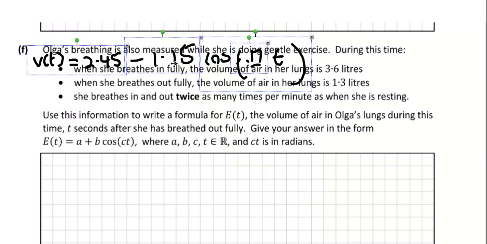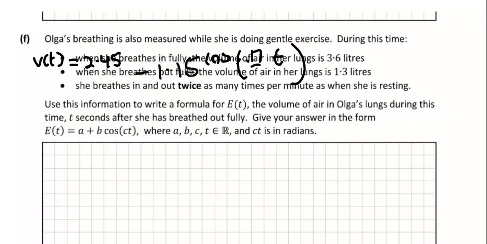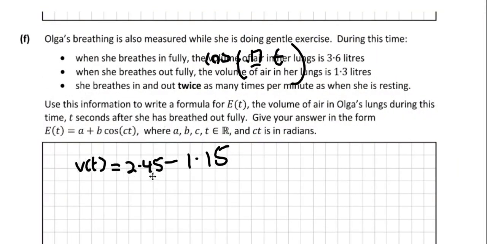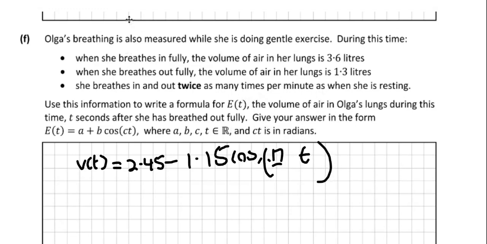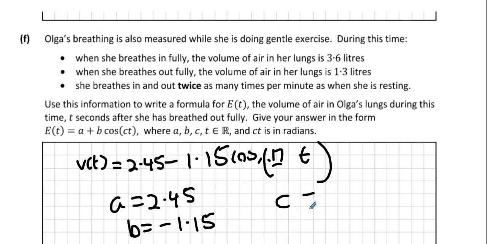All right. Now, can everybody tell me what are my values of A, B, C, and D here? So what's A? That's the middle between your highest and lowest values, yeah? What's B? Minus 1.15. It's a 1.15 amplitude, but it's going upwards before downwards. Okay. What's my C value? Just pi.